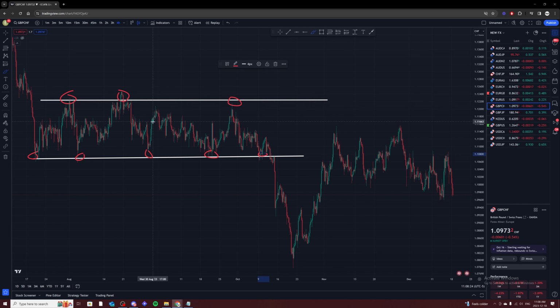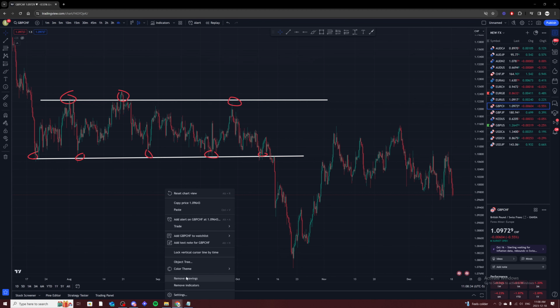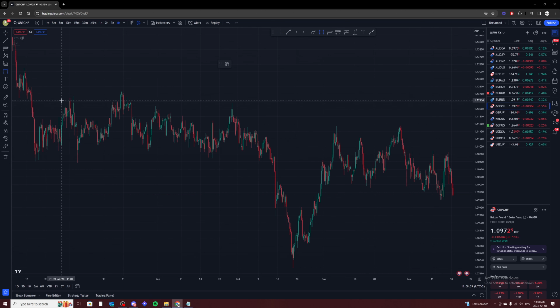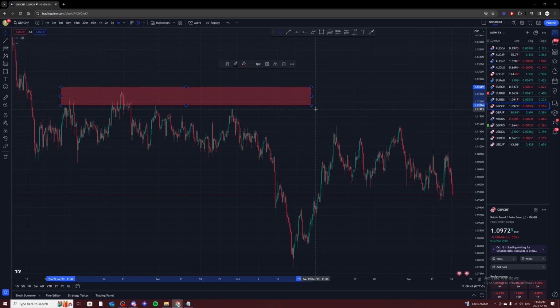Now, one thing I want you guys to understand about supply and demand is that it's not always going to be an exact, very narrow line. Sometimes it's going to look like this. Sometimes it's going to be a box, so an area. So it could be something like this, guys, where it's a little bit bigger, but generally, if the price touches an area, then the price is going to fall back down.